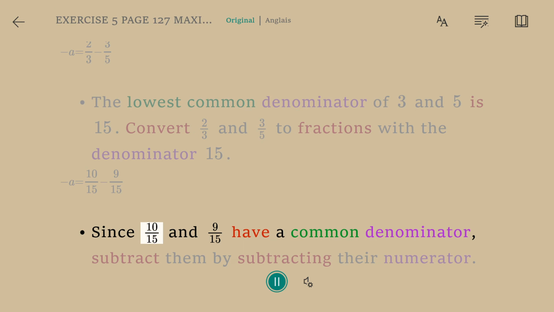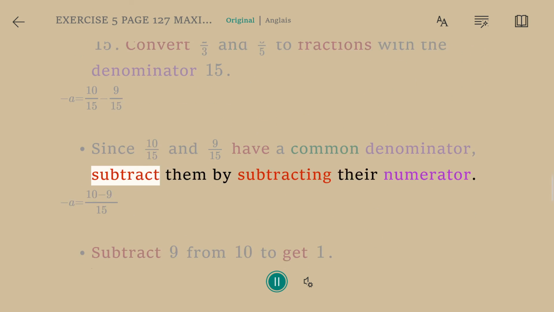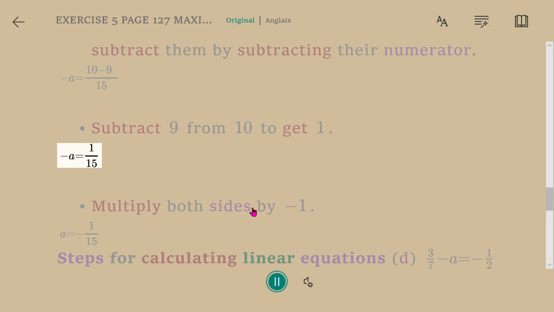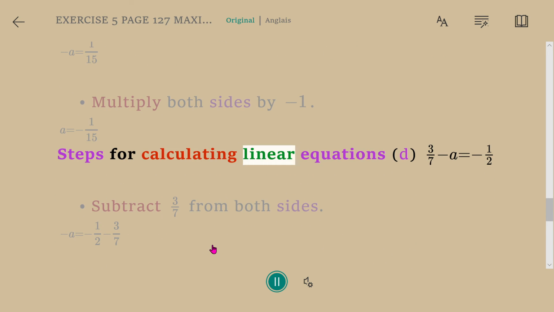Since 10 over 15 and 9 over 15 have a common denominator, subtract them by subtracting their numerators. Minus A equals 10 minus 9 over 15. Subtract 9 from 10 to get 1. Minus A equals 1 over 15. Multiply both sides by minus 1. A equals minus 1 over 15. Steps for calculating linear equations.